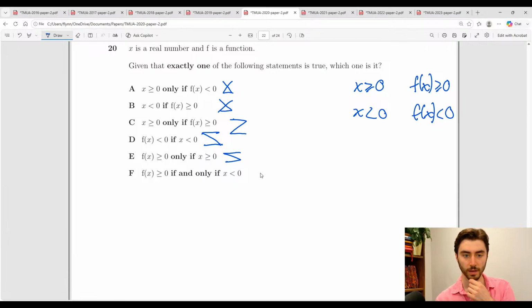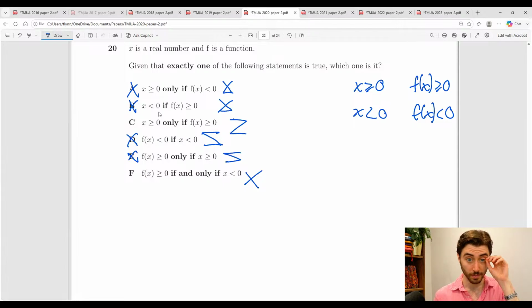F, if and only if is an X shape by mine. So what you'll see is that D and E end up being the exact same thing. A and B end up being exactly the same thing. Now we have this again, this idea of superimposing. So the answer is not F.